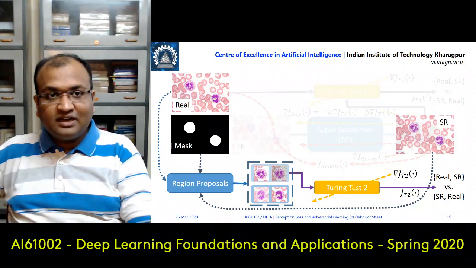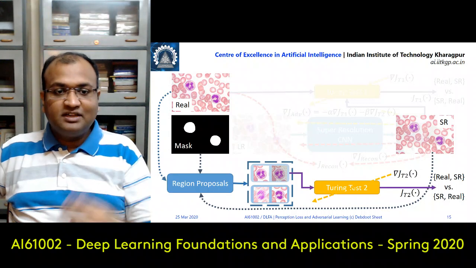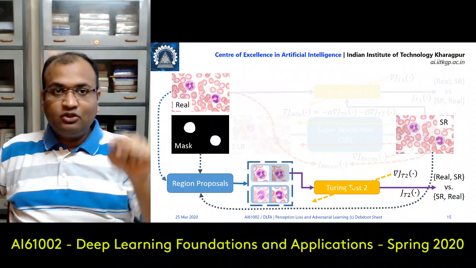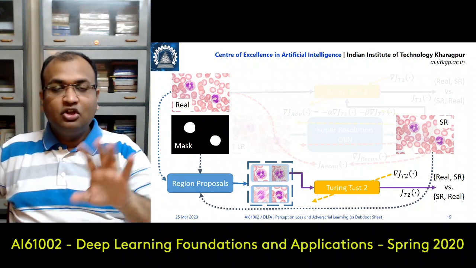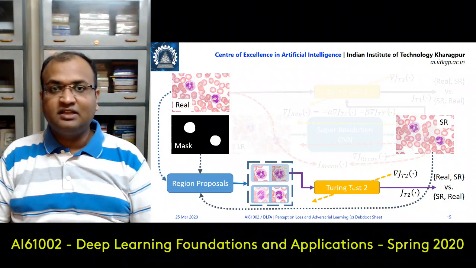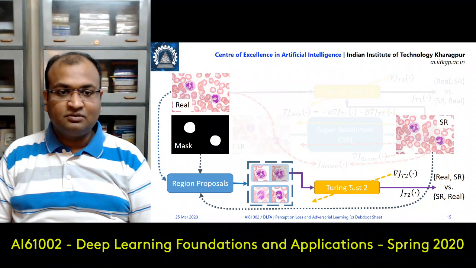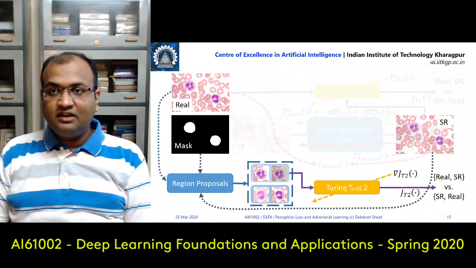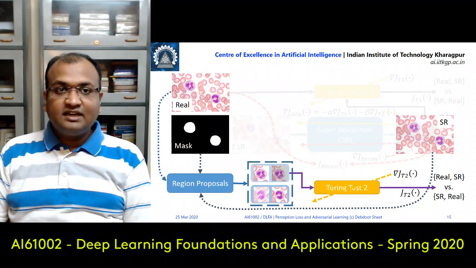So now you can run a Turing test on a region proposal based approach. One way is to have manually drawn masks, or otherwise you can run some sort of object detector. We'll eventually come to another lecture where we will study object detectors as well. If you are running an object detector here, then that object detector can give you these regions.